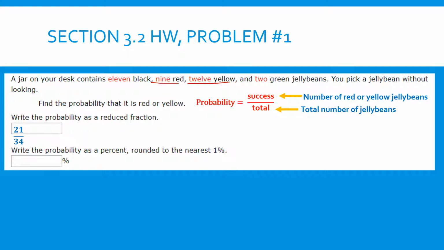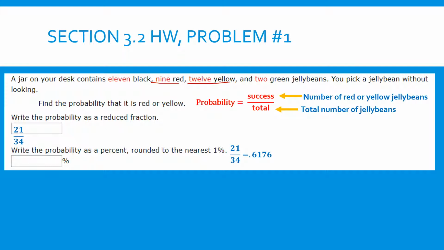And then lastly, I ask you to write the probability as a percent and then round it to the nearest 1%. I'm going to show you how to do that. You're going to take your fraction and put it in your calculator and make it into a decimal. So 21 over 34 comes out to 0.6176. It's got a bunch of numbers after that, but I just stopped right there.